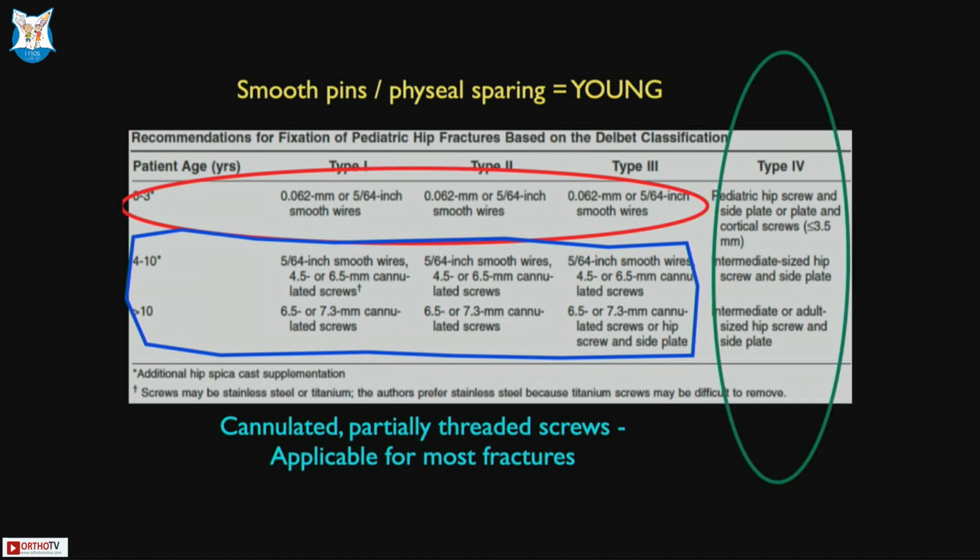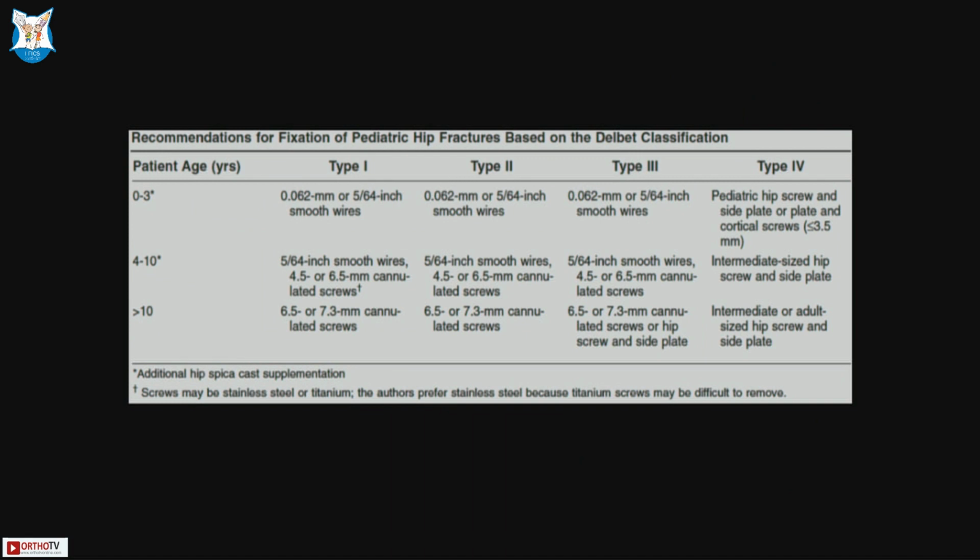Almost all type 4 fractures need a side plate. You can't rely on just screw fixation. In the smaller children, spica supplementation, do not forget that. Do not rely on the fixation alone. They're not going to be compliant, your hold is not very good, so you really need to supplement it with spica.